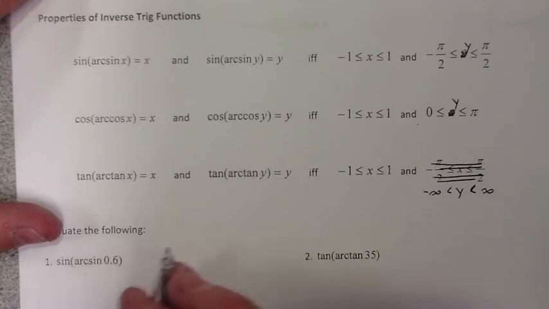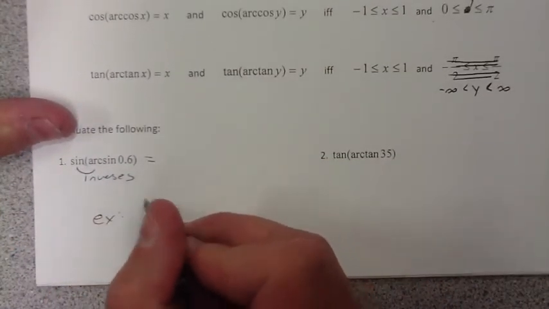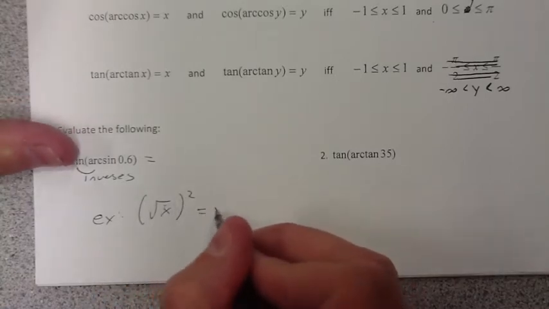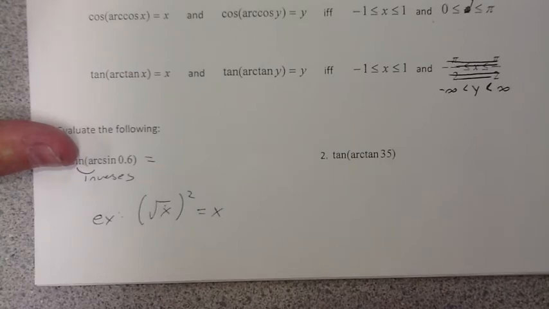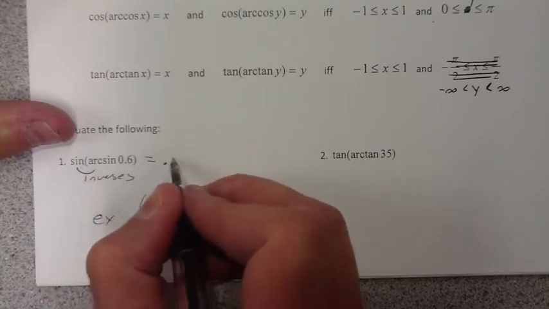Arc sine and sine, these are inverses. So basically what they're saying is inverses cancel each other out. It's the same idea as if I take the square root of x and I square it. These are inverse functions, so what do we get? X, provided x is positive, of course. Same thing here. Sine and arc sine are inverses, so what should I get? 0.6.